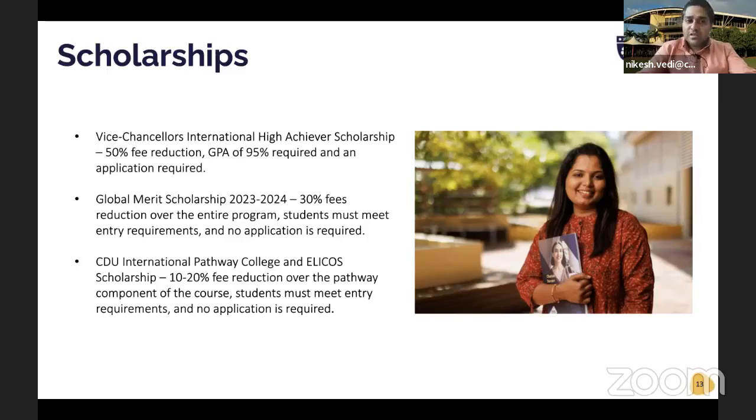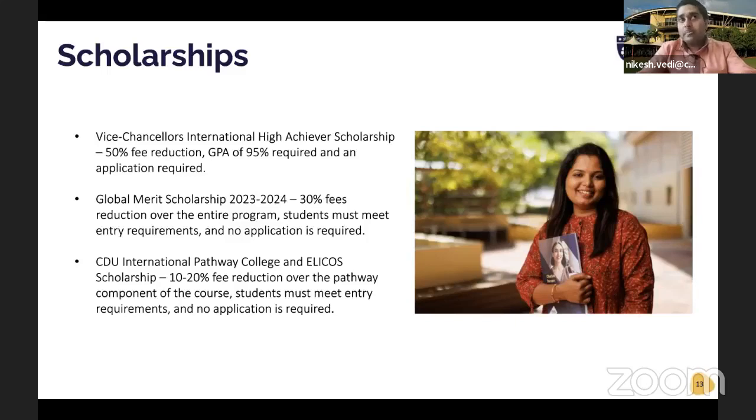First we have the Vice Chancellor International High Achiever Scholarship, which is approximately 50% of the entire course duration. For that, we need at least 14 points or 2 A stars in A level, or a percentage of 85 to 90% in the postgraduation. Then we have the Global Merit Scholarship, which is 30% and will cover the entire course duration. This scholarship is for all the students who meet our basic entry requirement, like I mentioned in my previous slides.